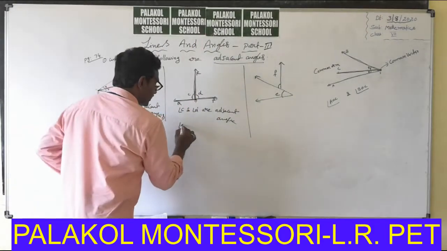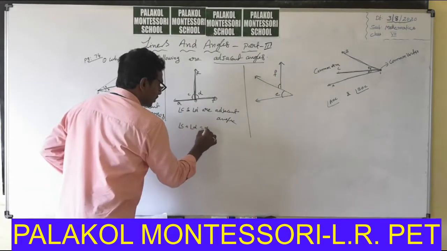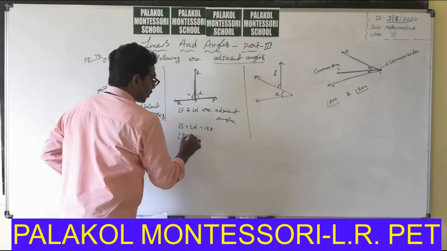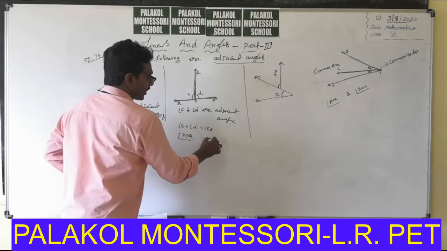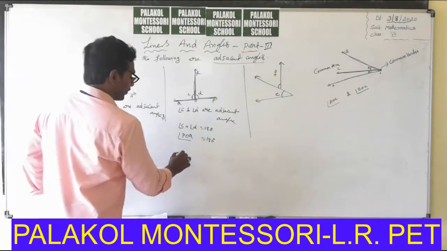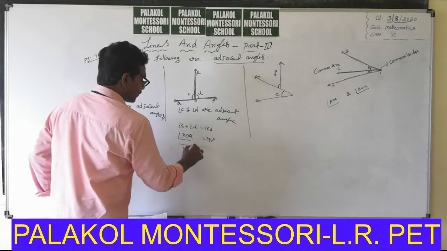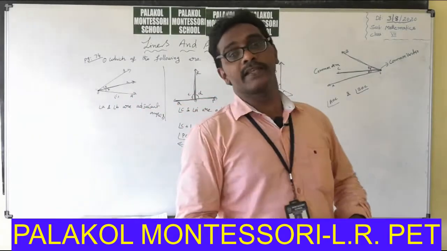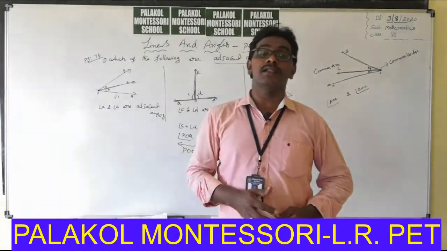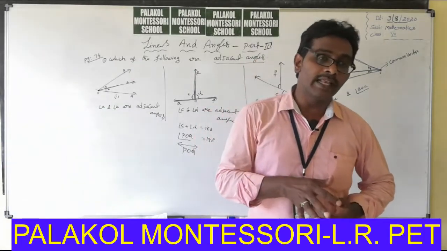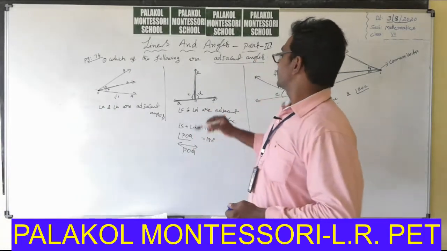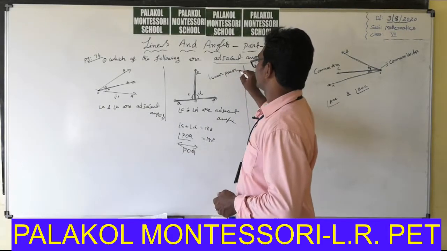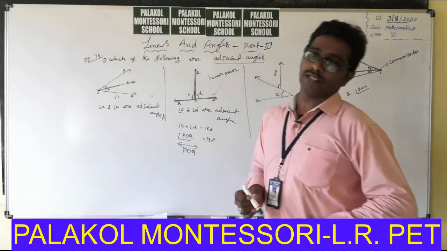Suppose angle C plus angle D is equal to 180 degrees. Check it. It forms angle POQ, and POQ is 180 degrees. So POQ forms a straight line, and a straight line makes an angle equal to 180 degrees. So adjacent angles whose sum is 180 degrees, that type of angle form is a linear pair. Linear pair. Okay, this one is over.